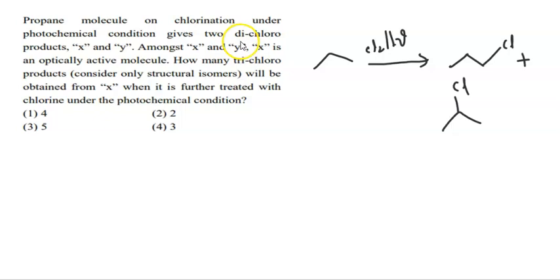So here it is indicating dichloro products. I have written only monochloro products. Just convert it into the dichloro products. So if I am going to write Cl here, 1,1-dichloropropane, and if I am going to write Cl here, 1,2-dichloropropane, and here it is optically active. So among X and Y, X is the optically active molecule.